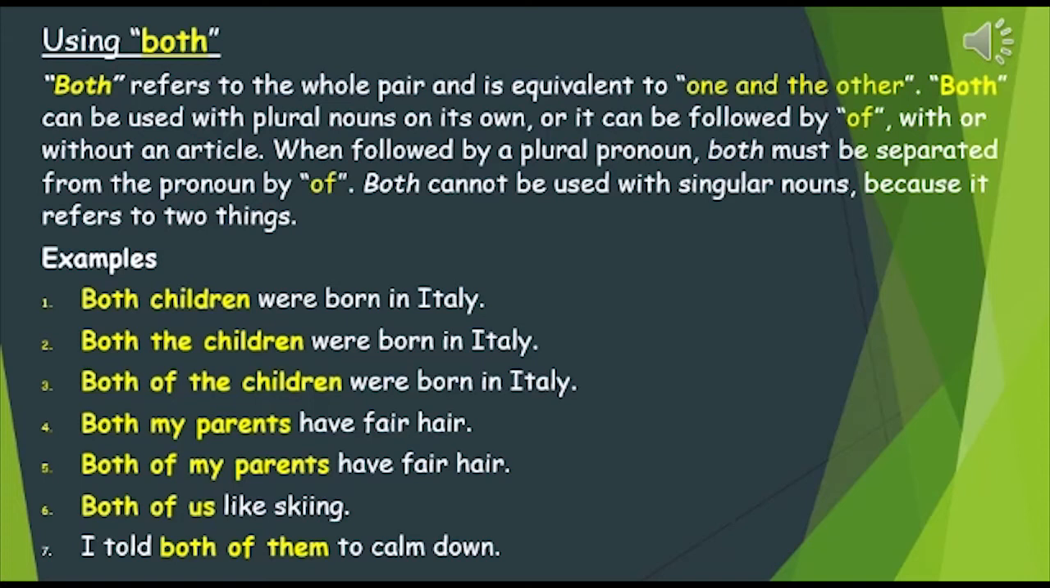Both the children هنا اسم جامع مسبوق بده الارتكل ده. Both of the children برضو الاسم جامع مسبوق of وده. Both my parents ده plural noun مسبوق possessive adjective بصفة ملكية. Both of my parents برضو plural noun مسبوق بصفة ملكية و of. Both of us plural pronoun ضمير جمع مسبوق ب of. I told both of them نفس الشيء ضمير جمع مسبوق ب of.